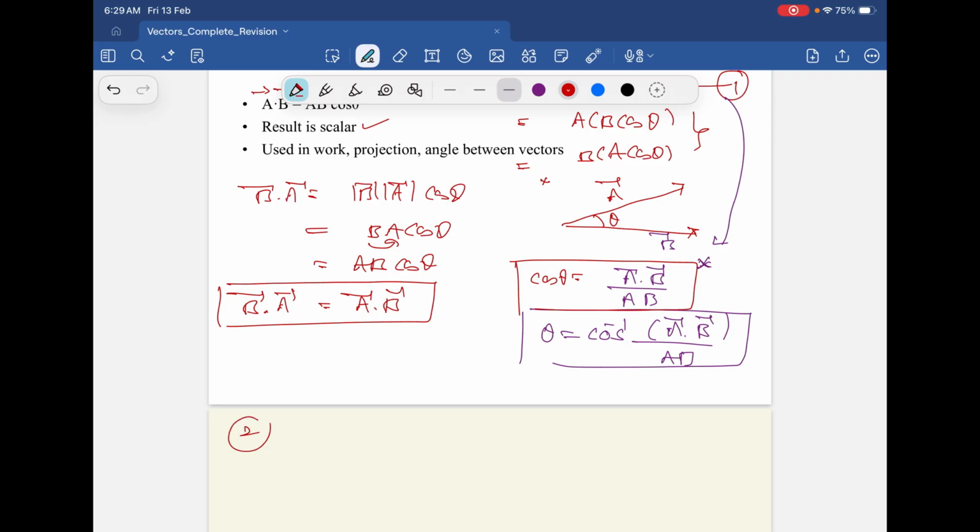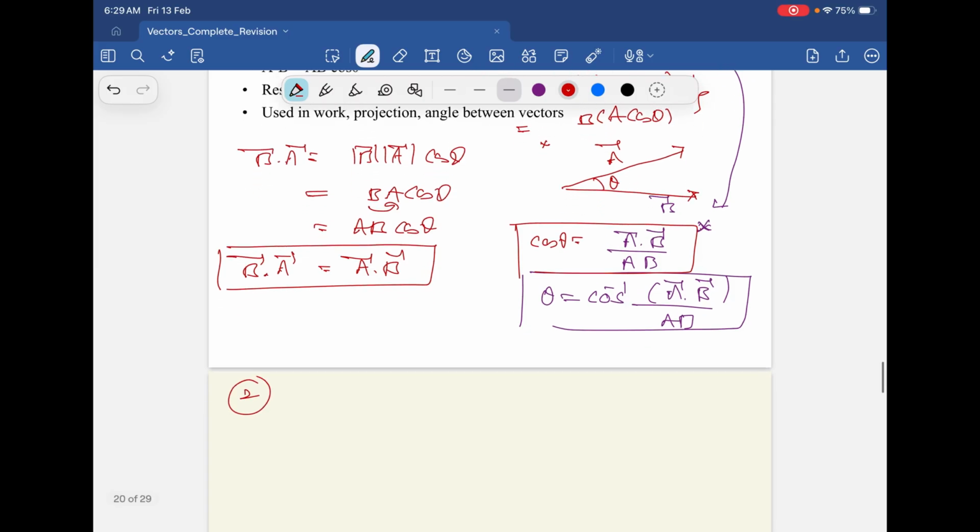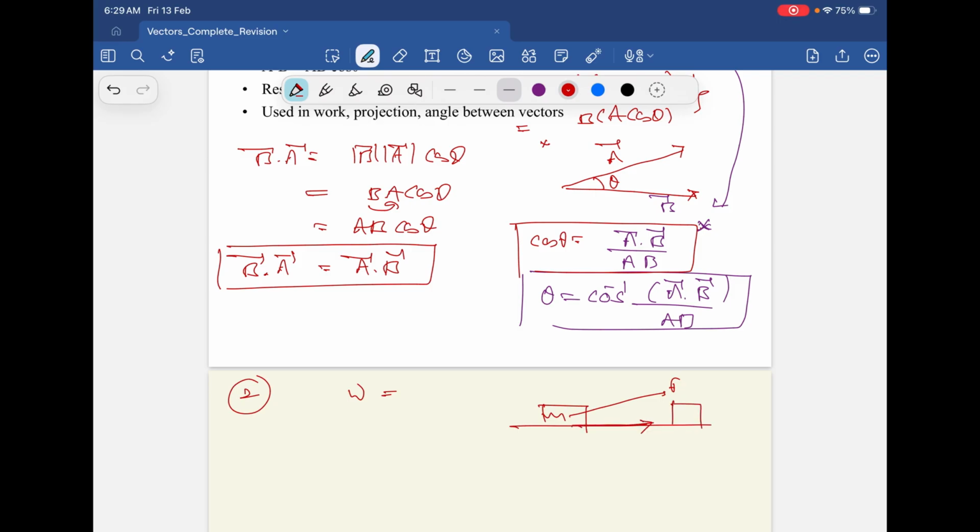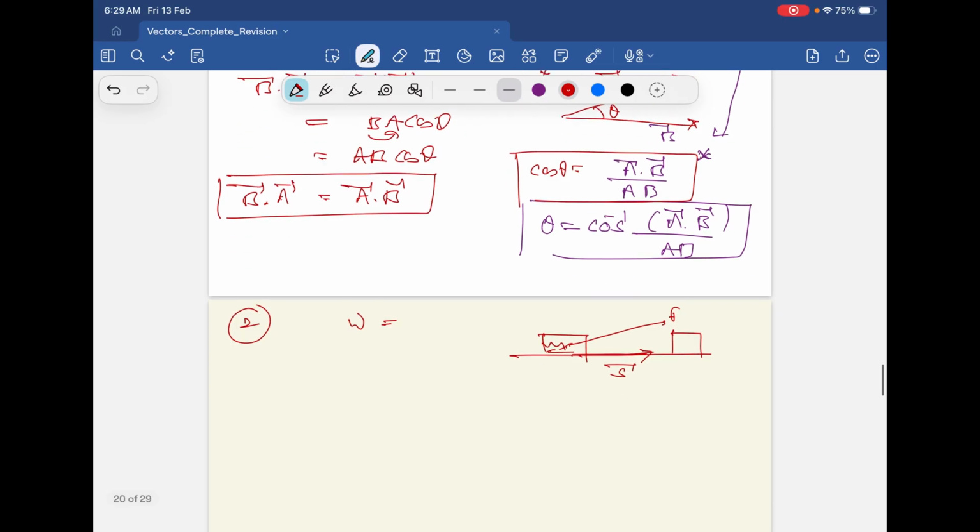Second application: in physics we come across finding work done. A body is there, a force is acting on this body, and the body undergoes displacement like this. Some theta is the angle between the displacement vector and the force vector. Then the work done by this force is defined as the scalar product of the force vector and the displacement vector.